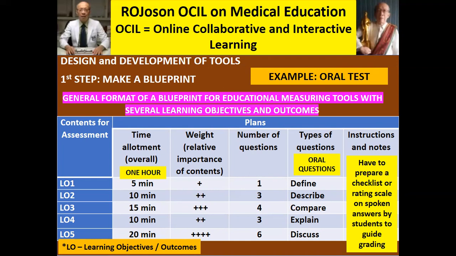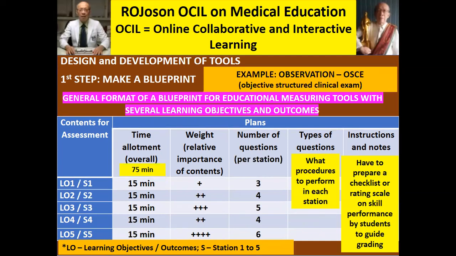So here it shows the relative weight of the learning objectives, the number of questions to be asked for each learning objective, and the type of questions. Oral questions, usually examples will be in terms of define, describe, compare, explain, discuss. A note here would be, have to prepare a checklist or rating scale on the spoken answers by the students to guide the grading by the faculty.